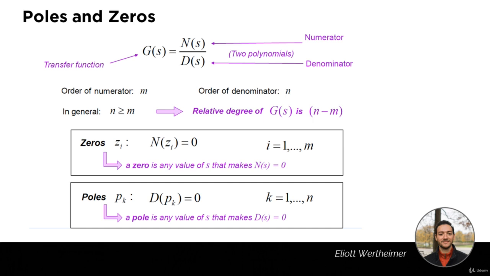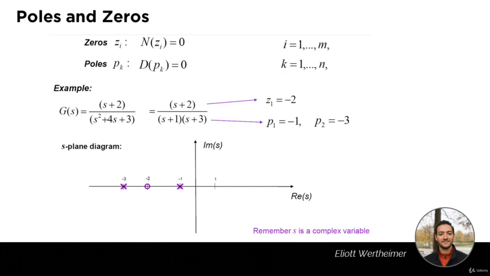A pole, on the other hand, is essentially any value at which the transfer function becomes infinite. It's indeterminate, it has no value. And this happens in a fraction when the denominator is equal to 0. So the poles are any value of s that make D(s), the denominator, equal to 0. This is actually where the fact that s is a complex number comes into play. Let's look at this through an example.